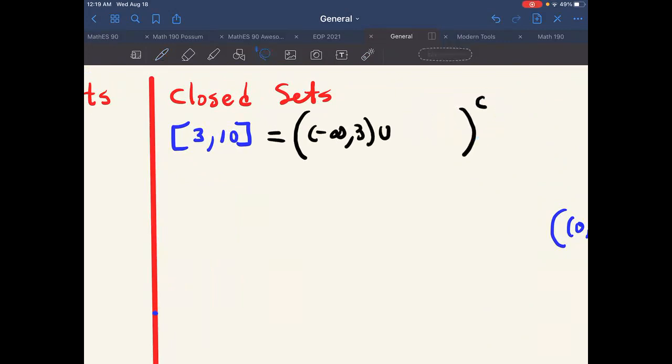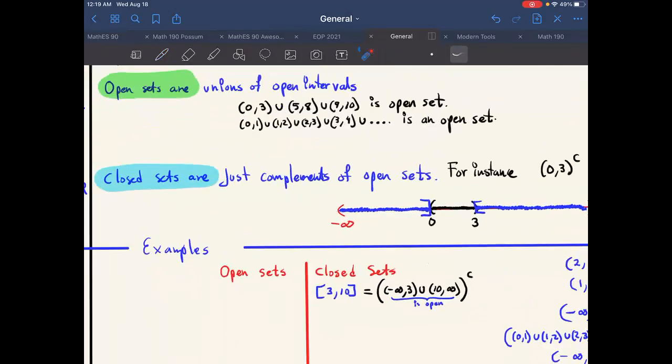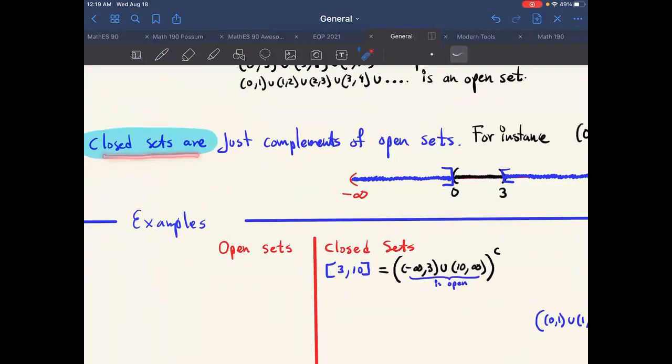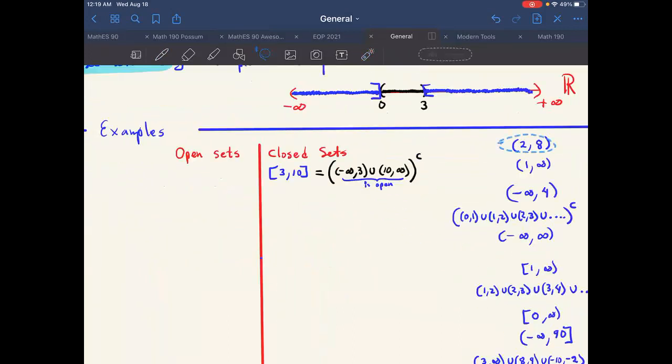union (10, infinity). That's the complement of that. And this guy right here is an open set, right? So it's closed because it's the complement of an open set. Take a look. If you forgot, here is the definition. Closed sets are just complements of open sets. All right, let's take a look at the next one.